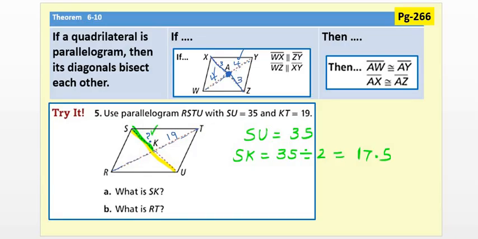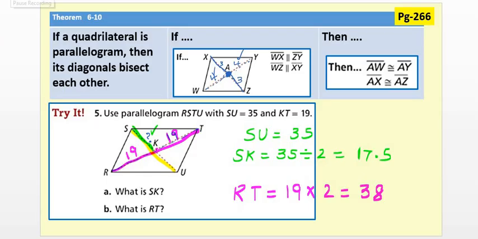Okay, in the next part they are asking how long is RT. So this is RT, the whole line is RT. Now we know that KT is 19, so this part will also be 19. That means RT is actually double this 19. You can say 19 plus 19, or you can say 19 times 2. In both ways, it will give you the final answer, that is 38.